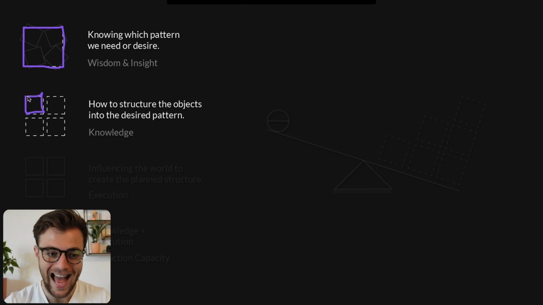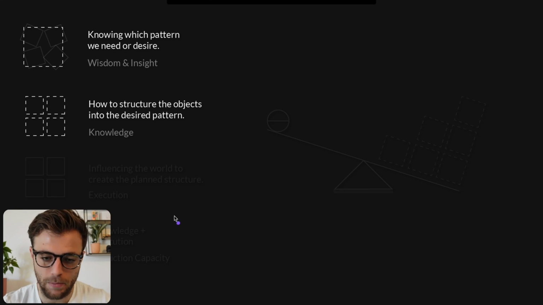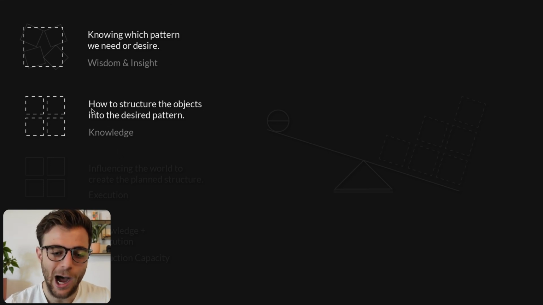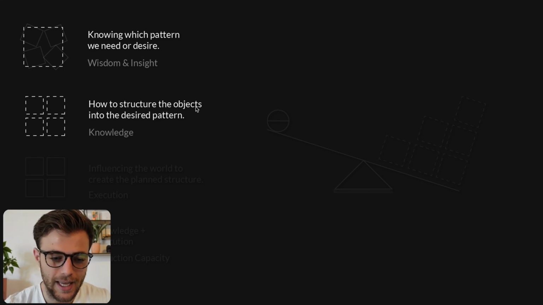And then, of course, after we know what to do to get there, we have to execute, which is actually doing it. And then this execution and knowledge together forms our production capacity. And we discussed this at length in the project tracker video if you want to learn more about that. So in a nutshell, knowledge is knowing how to structure the objects of reality, the building blocks of reality, into the desired pattern.